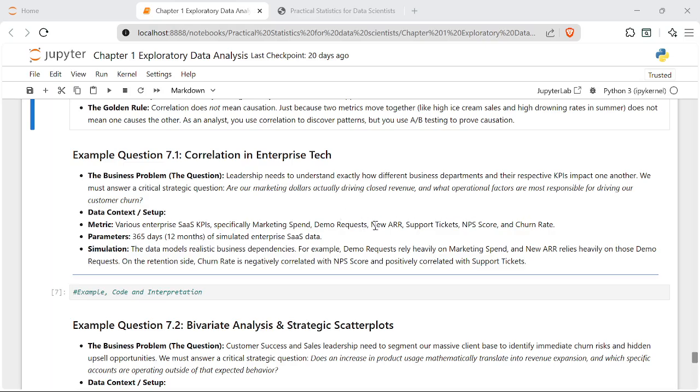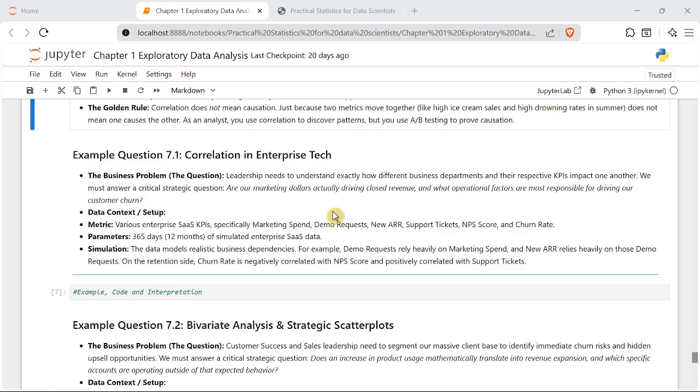So, here is question number 7.1. In enterprise software, no department operates in a vacuum. Yet leadership often struggles to see exactly how different KPIs impact one another across the company. Today we are going to use correlation analysis to answer a massive strategic question for our executive team. Are our marketing dollars actually driving closed revenue? And what specific operational factors are most responsible for accelerating our customer churn?